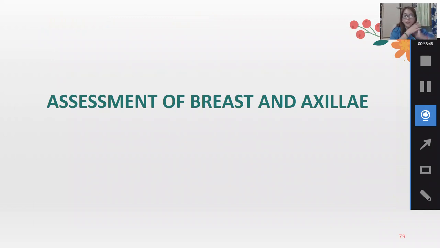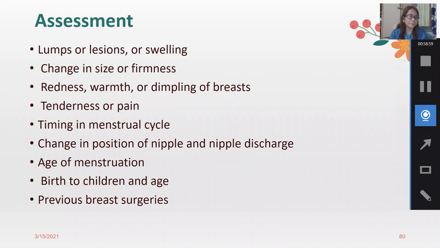Okay, we're done with your assessment of the thorax. Okay, the demonstration is in a separate video. So, let us now proceed to the assessment of the breast and axillae. So, what is the purpose of your assessment? Is of course to check the following, no? The lumps or lesions or swelling. Is there a change in size or firmness, redness, warmth, or dimpling of the breast? Is there a presence of tenderness or pain?